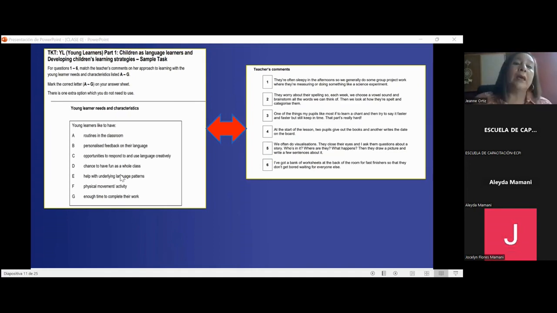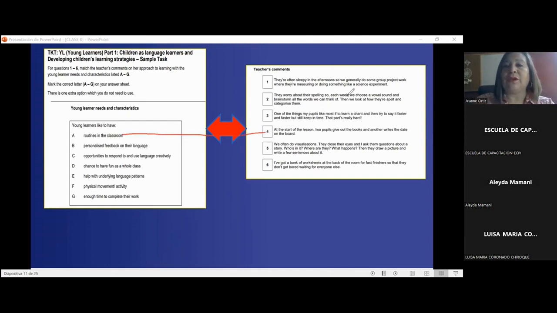Let's see. It says routines in the classroom. What could be the correct number here? Which one? For letter A, what number is the perfect one? I think it's number 4. Number 4. At the start of the lesson, pupils give. Okay, very good. So 4, very good.